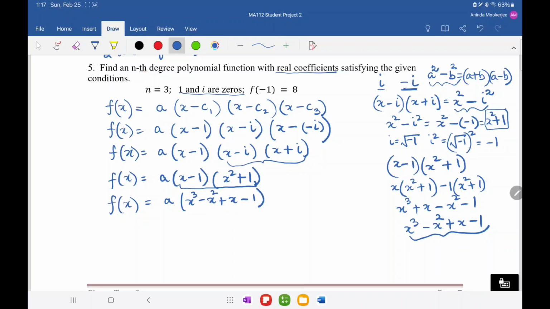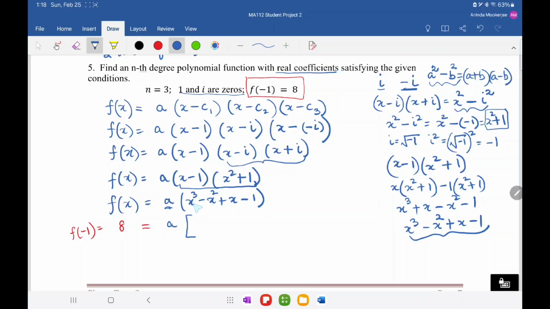Now the final step is to find a value for a, which should be a real number. Now in order to find the value of a, I'm going to use this condition given to us here, f of -1 equals 8. All right. So what this says is when you plug in -1 into this function, then it should yield a value of 8. So I don't know the value of a. So let's do this. a times, and I'm going to use a different bracket here because there are going to be more brackets within brackets.